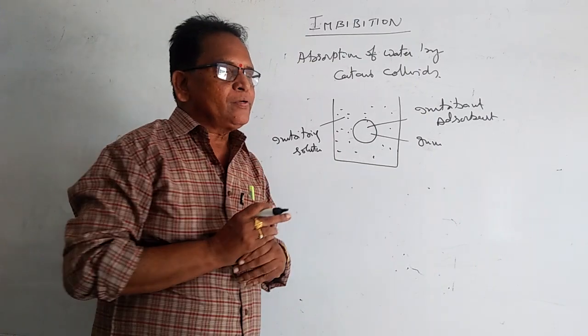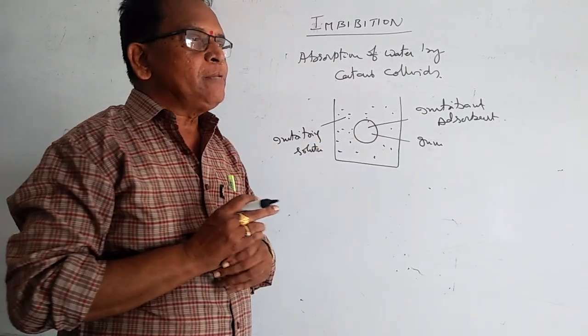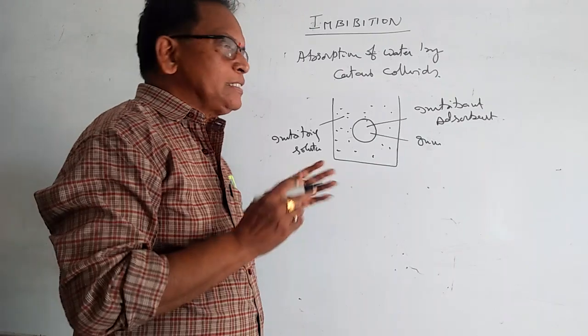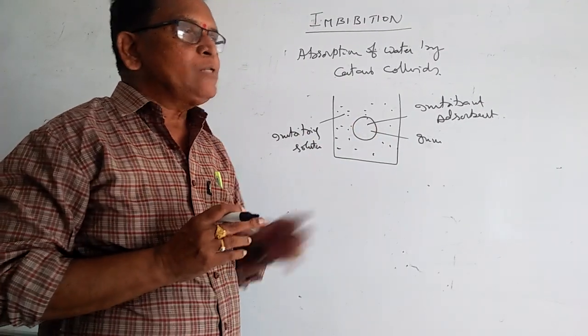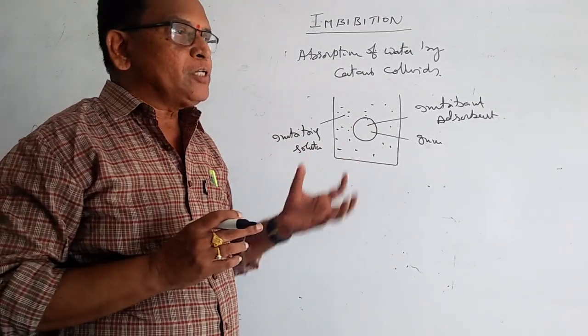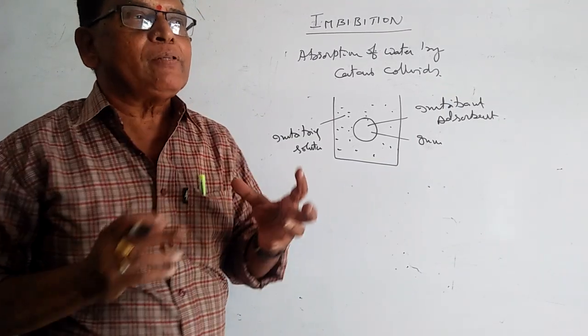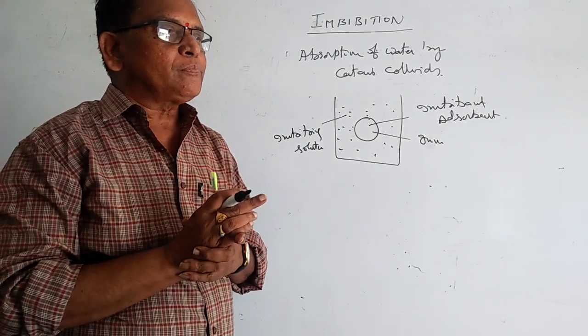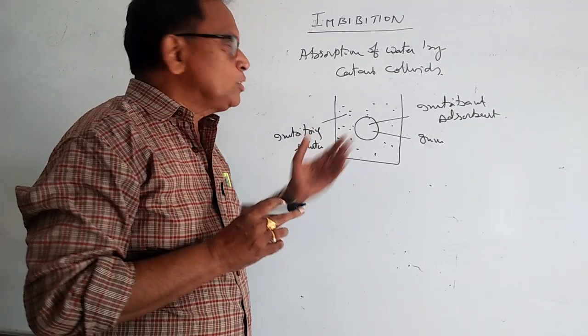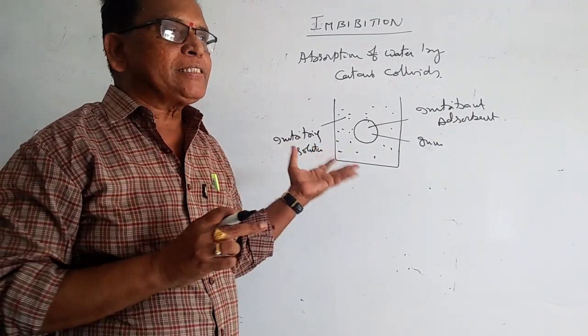In our daily life, we can come across this phenomenon of imbibition when we place dry seeds in water. Those dry seeds will absorb the water, and the dry seeds will become swollen in their volume. And we can also see this phenomenon with pea seeds.